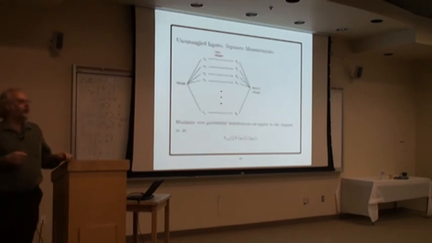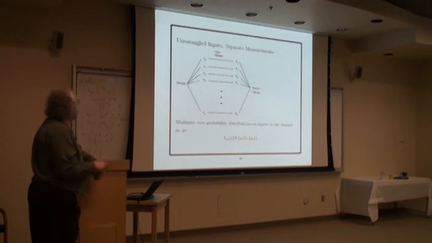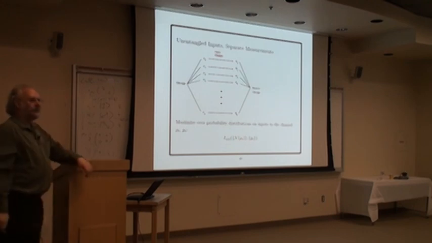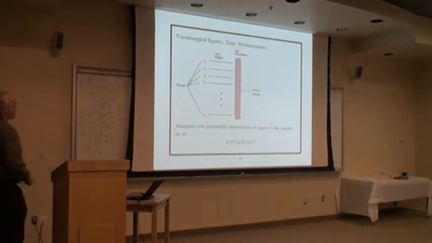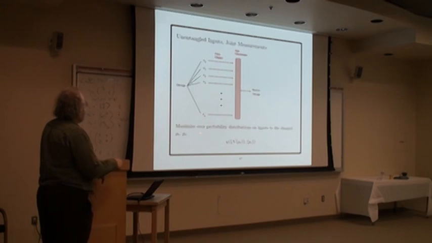So here was our accessible information. What we restricted ourselves to was putting some input into each of these channel uses, and for each of these channel uses, we made a separate measurement. Then we combined these separate measurements to figure out the most probable received message. What we got was the accessible information, maximizing over all probability distributions of inputs to the channel. We saw we could do better by actually making a joint measurement on the outputs. So we have unentangled inputs and we make a joint measurement on the outputs, and we maximize over all probability distributions on inputs of the accessible information of this.